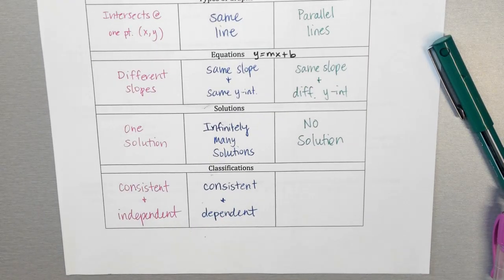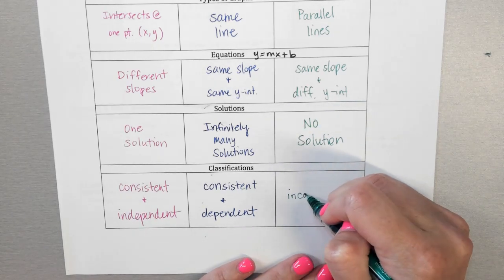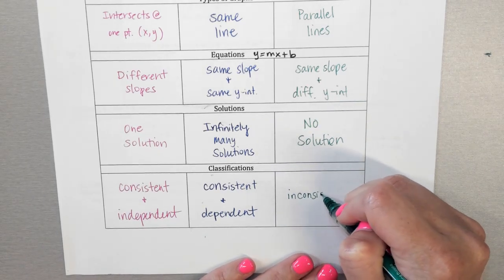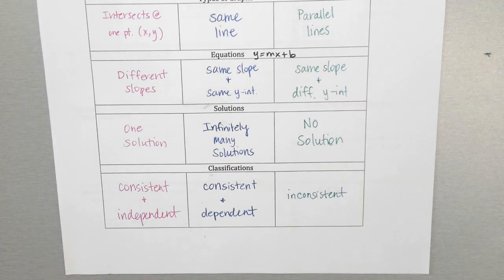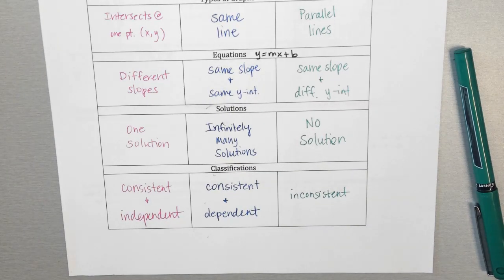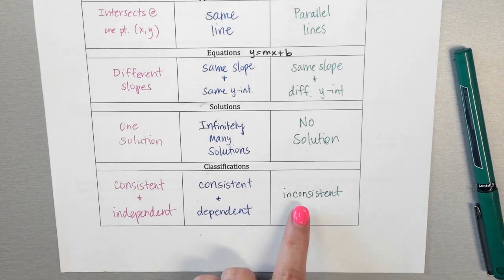There's no solution, and if there's no solution, we call it inconsistent. Okay, inconsistent. So when you are classifying, it is consistent if there is a solution, and if there's no solution, it's inconsistent.